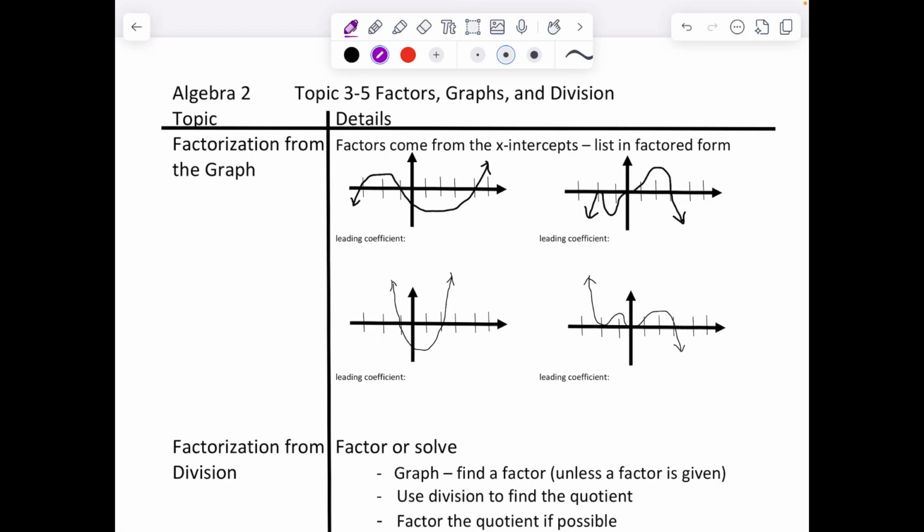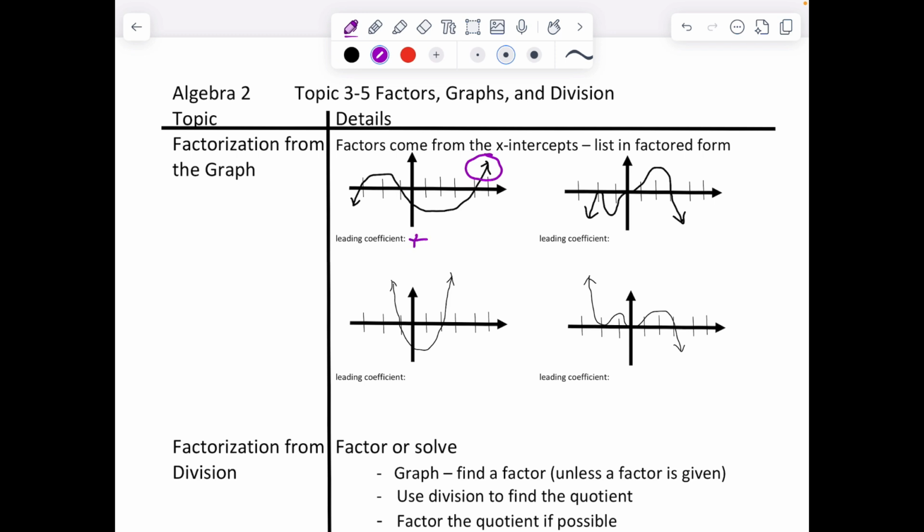This video is about using the graph and division to find the factorization of polynomials and also to solve polynomial equations. So let's start by illustrating using some examples. First of all, looking at the first graph, notice that the first side of the graph starts down and the second side goes up. Since it ends going up, it has a positive leading coefficient.